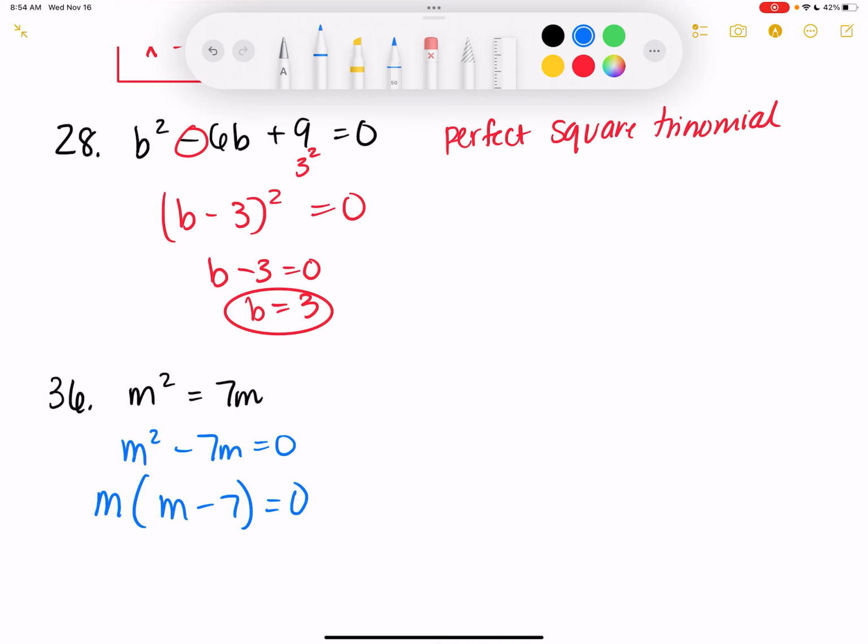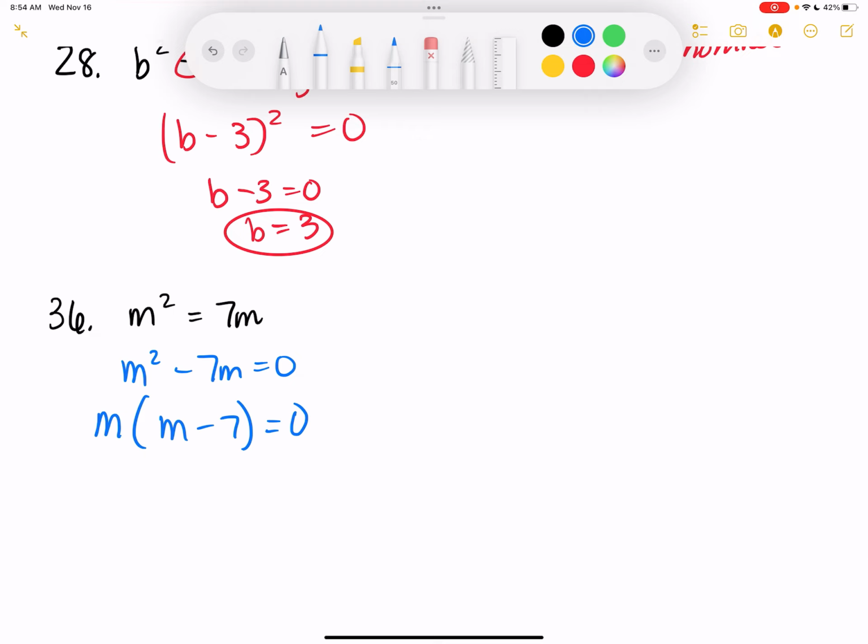So then we take each of these pieces and set it equal to 0. So it's still factoring, it's just a slightly different kind. So m equals 0. Well, that one's nice, that one's already solved for us. Or m minus 7 equals 0. So m equals 7. So we have m equals 7 and m equals 0 for those ones.